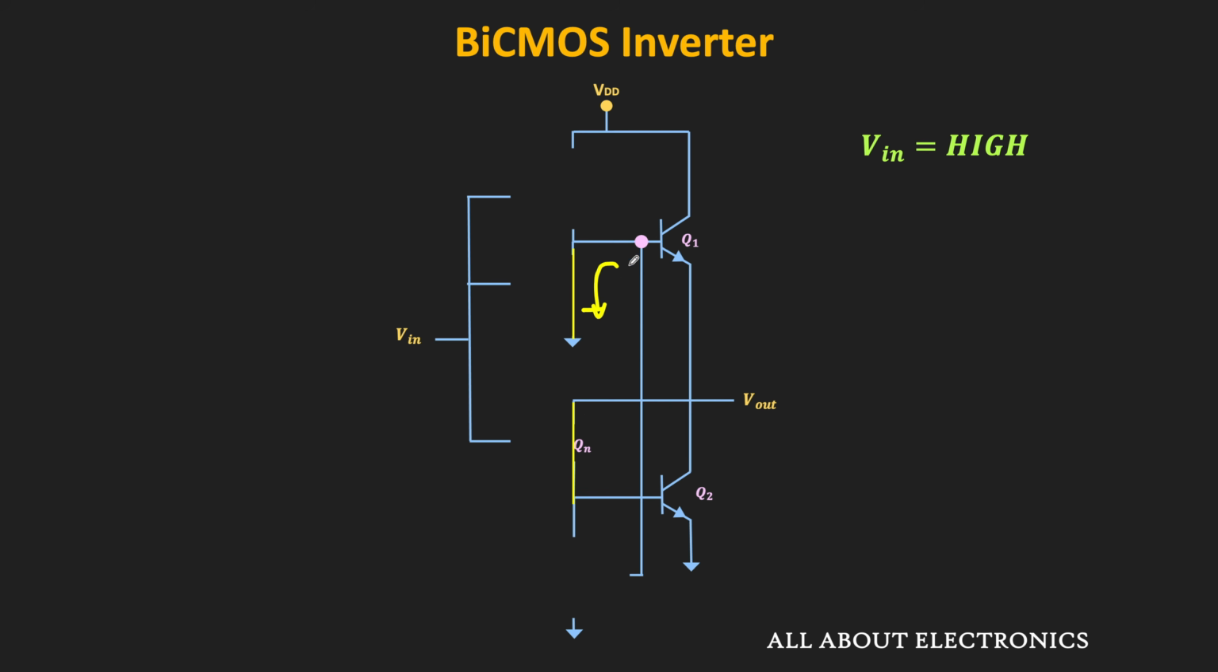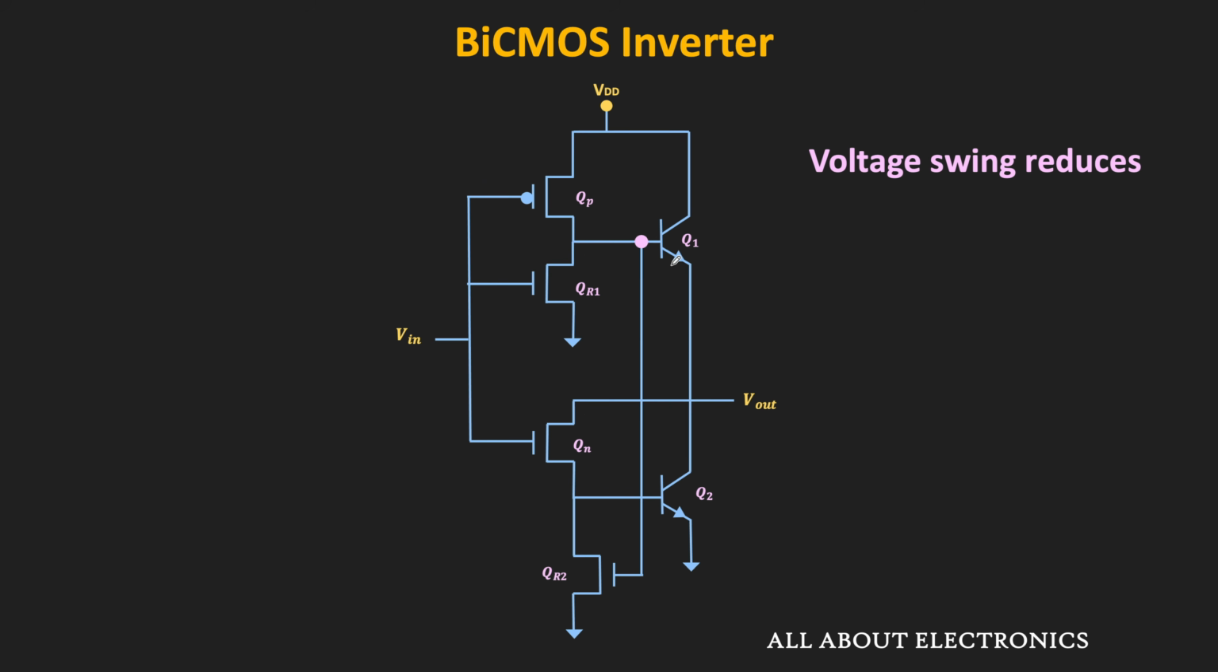Now the issue with this BiCMOS logic is that we have a reduced voltage swing, and effectively a reduced noise margin compared to the CMOS logic, because in this case when the output is high, Vout is equal to VDD minus VBE, and whenever the output is low, Vout is equal to VBE. So we can say that in case of the BiCMOS logic, we have a reduced voltage swing. But using some design modification, it is possible to get almost full voltage swing.